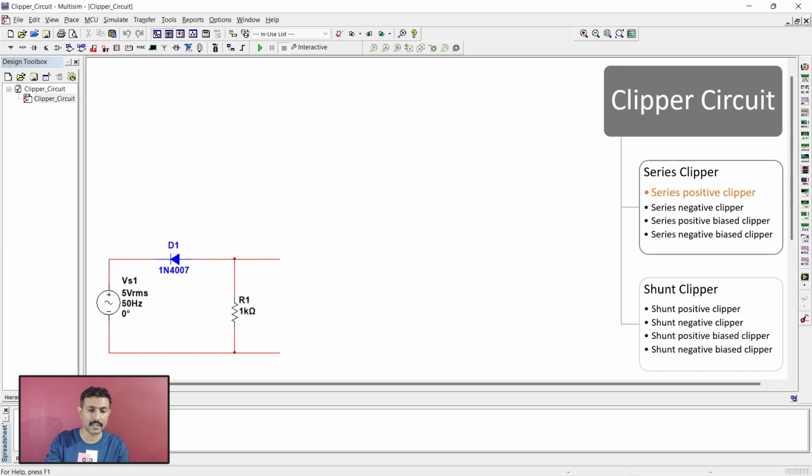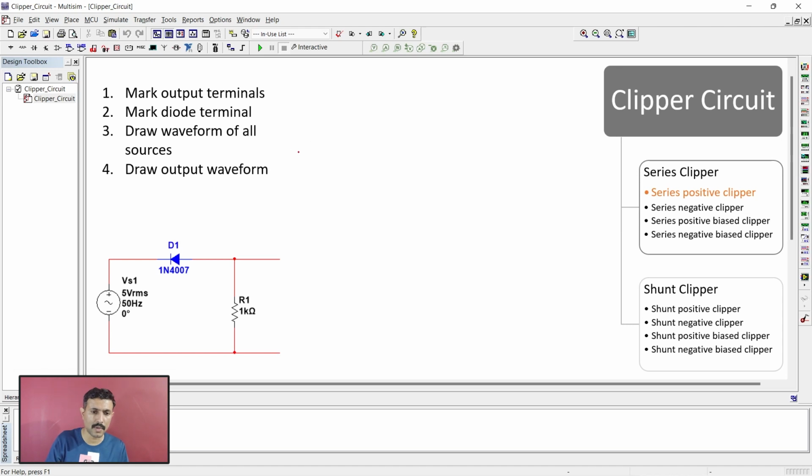So this is the circuit of series positive clipper. Now let's go for our 4-step trick. Step number 1 is to mark out terminals. These are our two output terminals, positive one and negative one. In step number 2, we need to mark diode terminal. So we need to mark the diode terminal which is facing the positive of output terminal. So that is positive. So step number 2 is done.